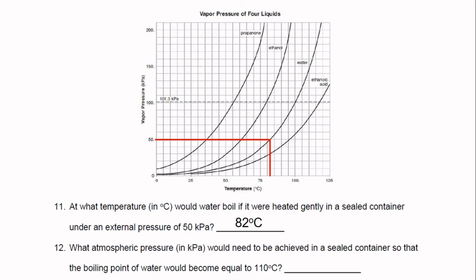If instead we raise the pressure, the water would boil at 110 degrees Celsius if the pressure, and again this would be somewhere between 140 and 150 kilopascals. So from the graph, I'm going to estimate that the pressure would be 145 kilopascals.